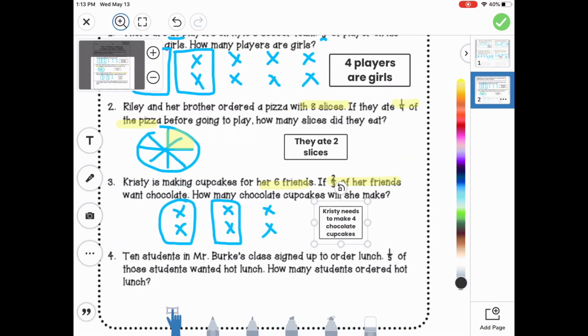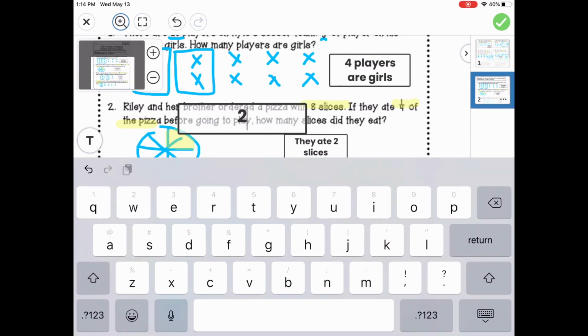And the very last problem on the bottom says 10 students in Mr. Burke's class signed up to order lunch. 1/5 of those students wanted hot lunch. How many students ordered hot lunch? So I have 10 students. I'm going to break them into 5 equal groups. So 1 group, 2 groups, 3 groups, 4 groups, 5 groups. So there are my 10 students broken into 5 groups. 1/5 of those students wanted hot lunch. So 2 students ordered hot lunch.